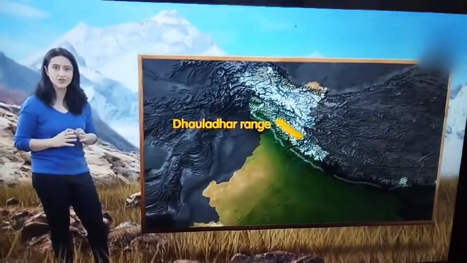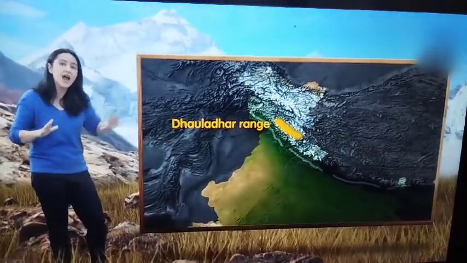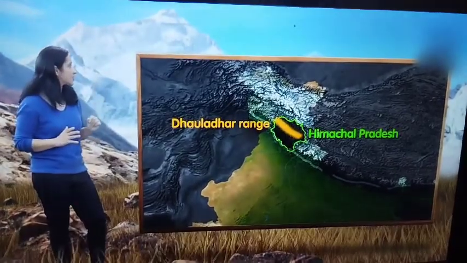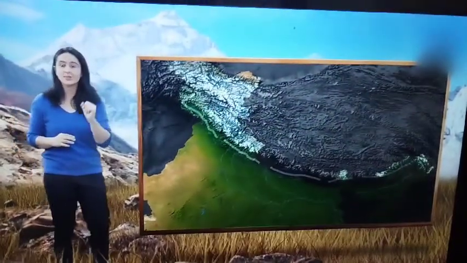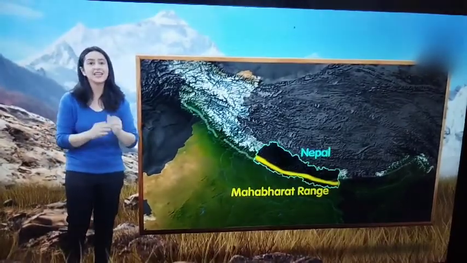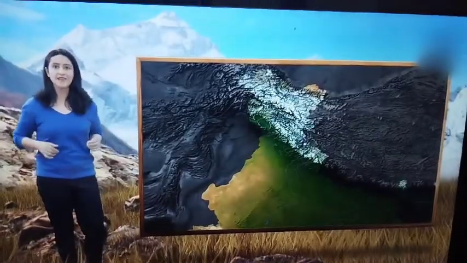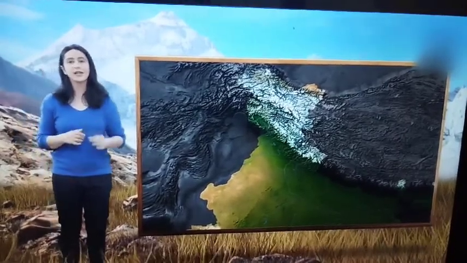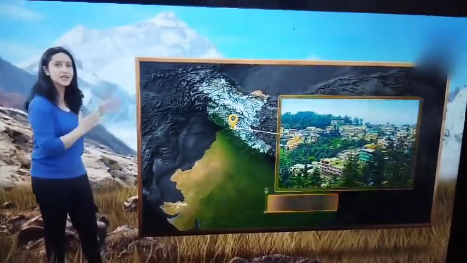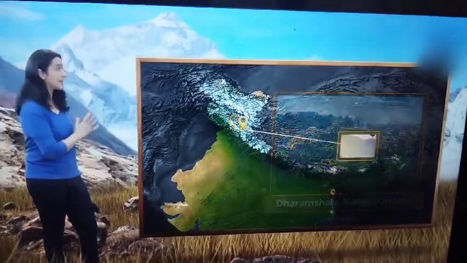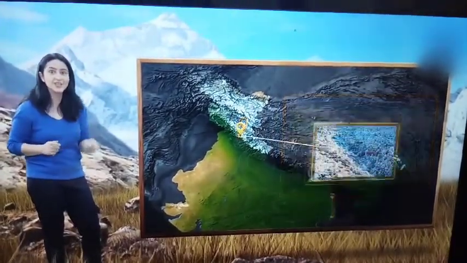Next is the Dhauladhar range. Now this range lies entirely in the state of Himachal Pradesh. Lastly, there is the Mahabharat range, which lies in Nepal. There are many famous valleys and hill stations that lie in the middle Himalayan range, like Dharamshala in Kangra district, Manali in Kullu district, and Shimla. So, the next time you are visiting one of these hill stations, you will know which mountain range you are at. Don't forget to show off all this knowledge in front of your family.